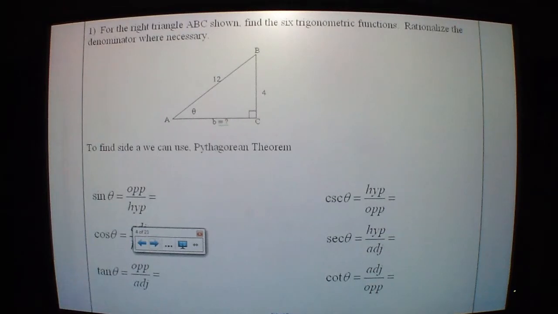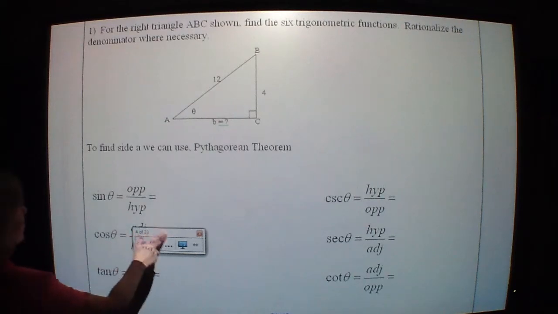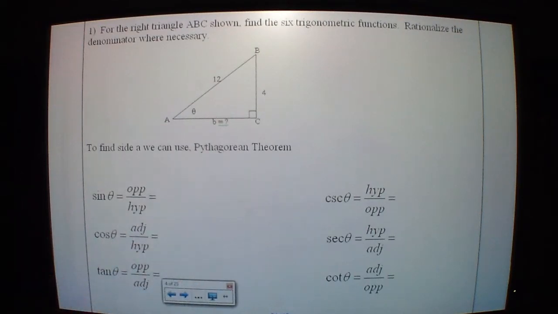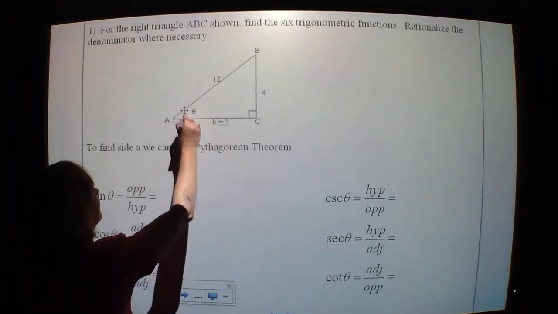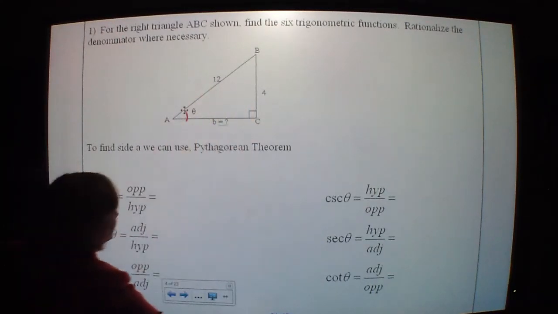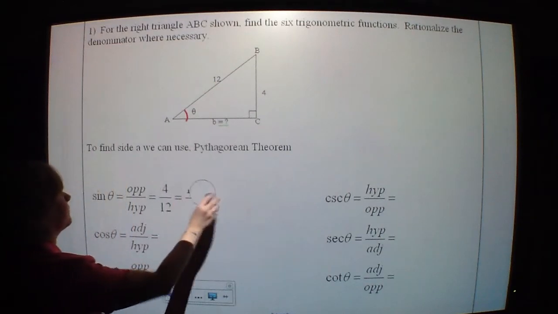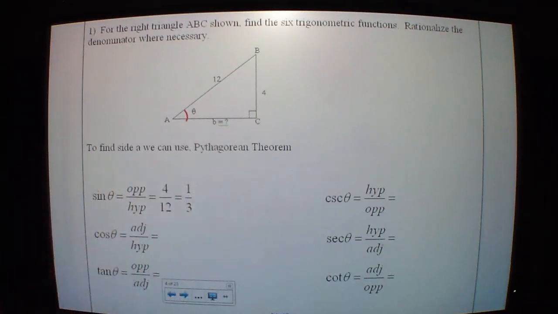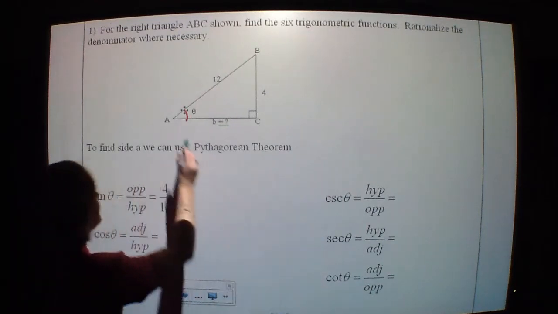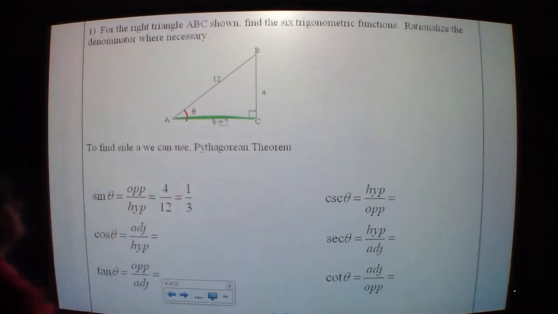So I have a triangle, and I want to find the sine of theta. Well, sine of theta is opposite over hypotenuse. So I do have an opposite side there, because here's my angle I'm talking about. So I have 4 over 12. And it reduces to 1/3. Cosine is the adjacent side, but I don't know what this adjacent side is.